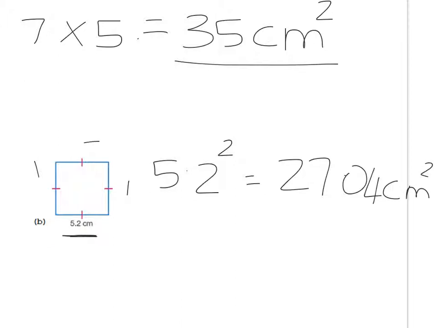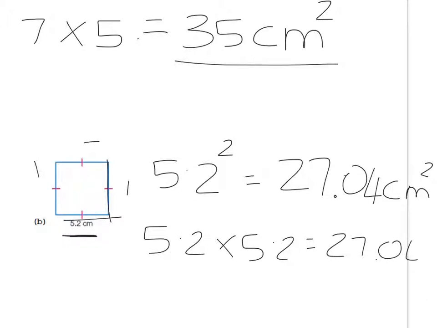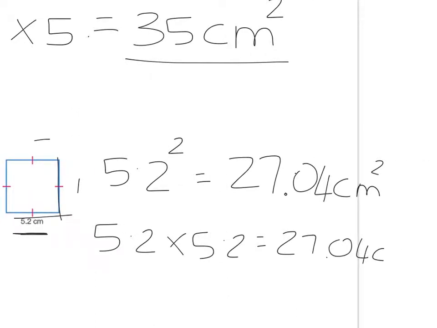Or you could have said 5.2 times 5.2, because you did that times that, and you would get the same answer. 5.2 times 5.2 gives you 27.04. And don't forget to put in your centimeters squared, because otherwise you're not going to get a mark for it, okay? You've got to show me that you know what that is. And that's about it. So I want you to go ahead and do 6.3, please.